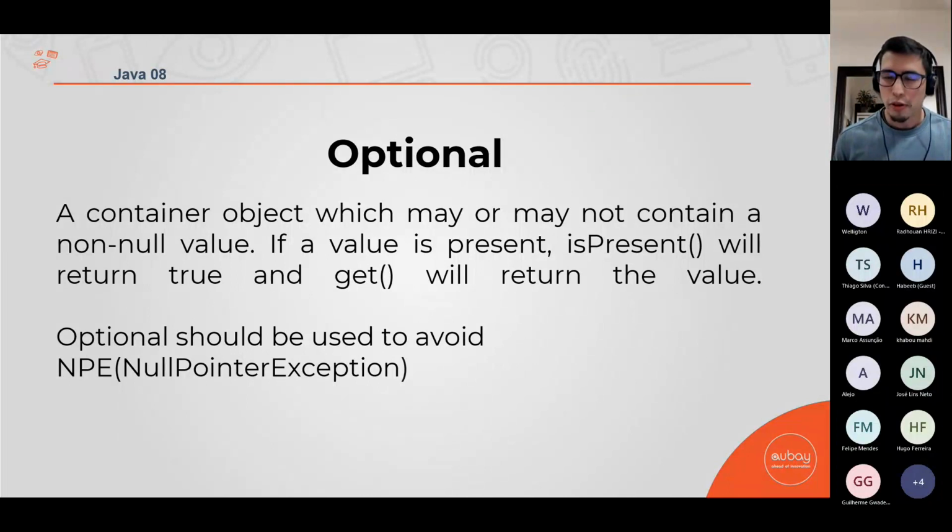Moving on, we have another cool thing in Java 8: Optional. Optional is a container object which may or may not contain a non-null value. If a value is present, the isPresent method will return true and get will return the value. Usually Optional is used to avoid NullPointerException. So if your method can return null, you should use Optional instead of returning an object that can be null.